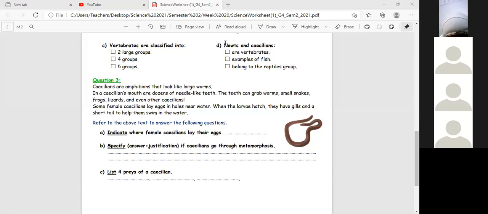I know. The caecilians lay eggs in holes near water. Excellent. So here is the sentence. This is what you have to write: in holes near water. They told us this in the text. Thank you.